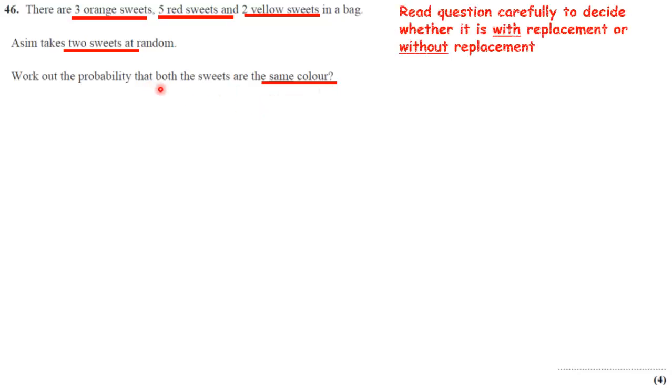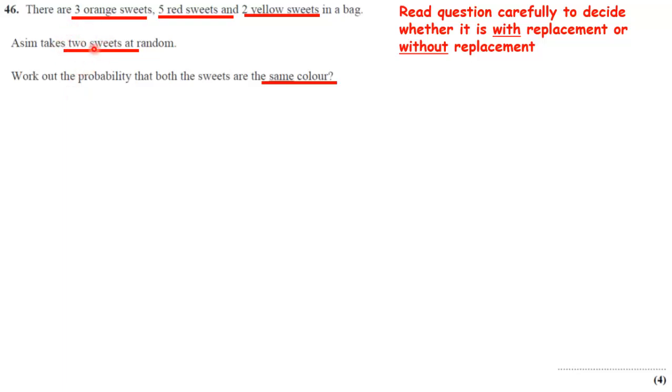Now, it's really important that you read the question carefully to decide whether it's with replacement or without replacement. In this particular case, they don't make it blatantly clear to you. They don't say Asim takes 1 sweet and doesn't replace it, and then he takes another sweet. They just say he takes 2 sweets.